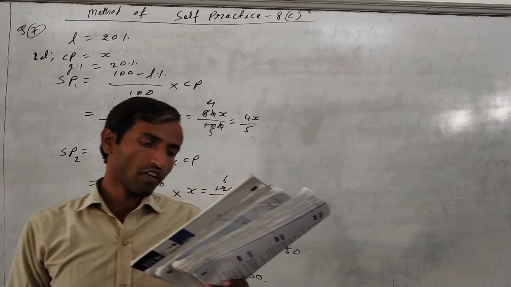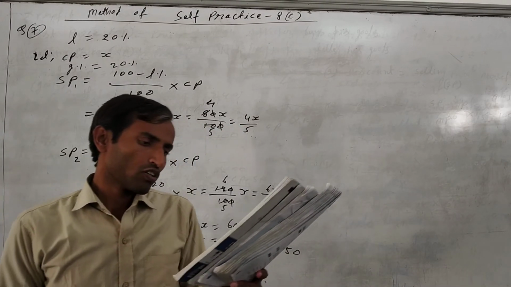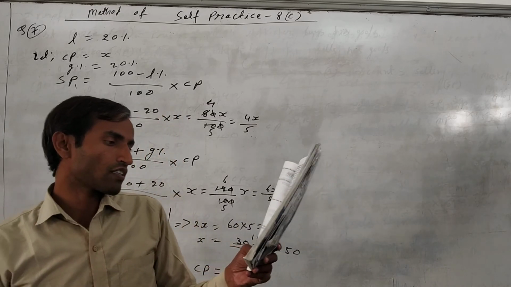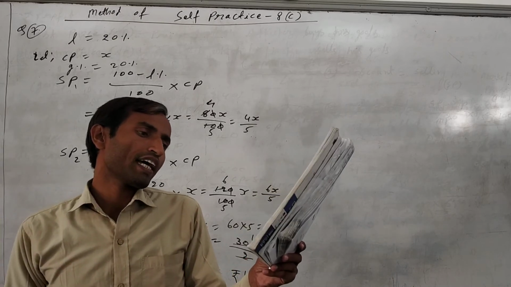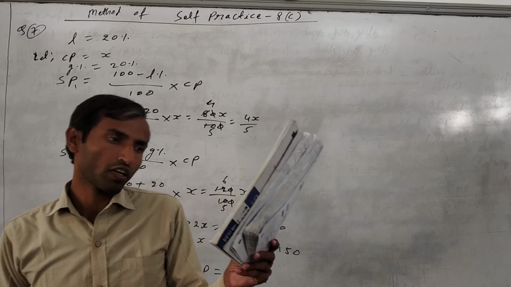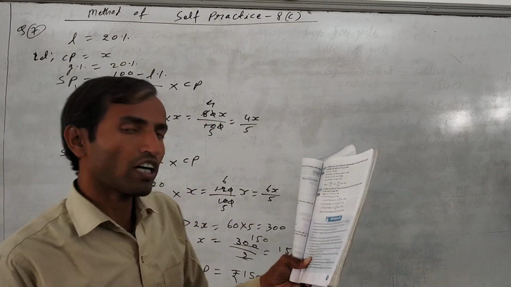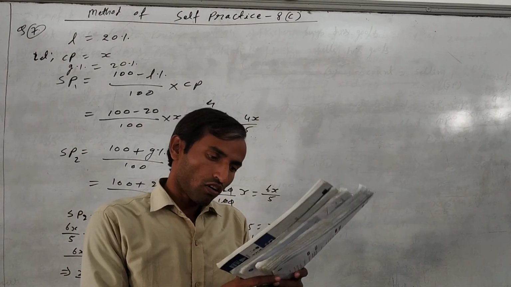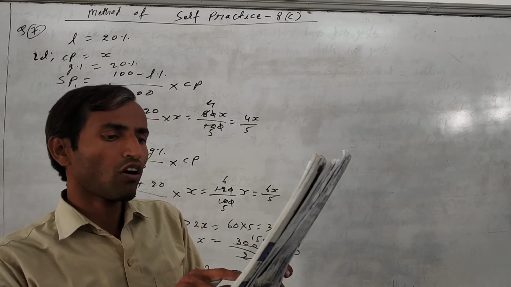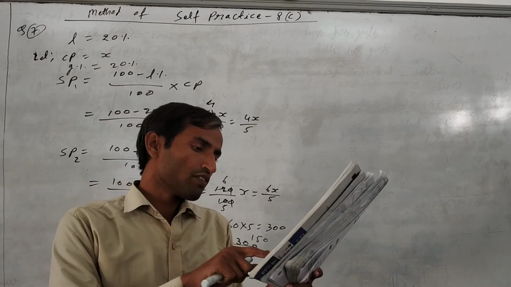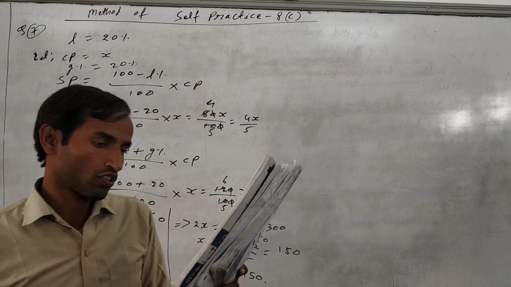Question number 9, all of you read question number 9, what is given in this and what we have to find. A second hand car and a jeep were sold for 1,20,000 each. Car and jeep both were sold for 1,20,000. So the car was sold at a loss of 20% while the jeep had a gain of 20%. What was the overall gain or loss percentage?